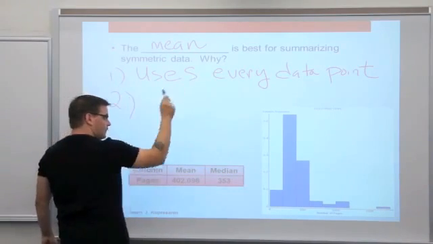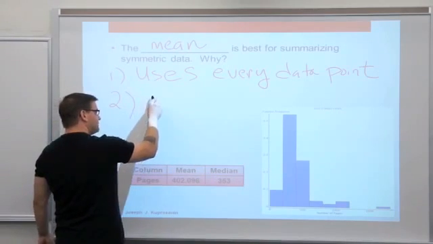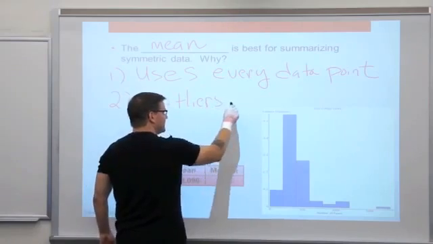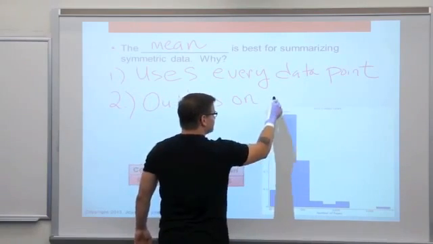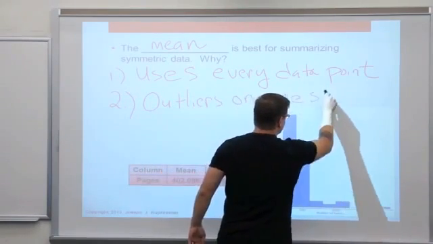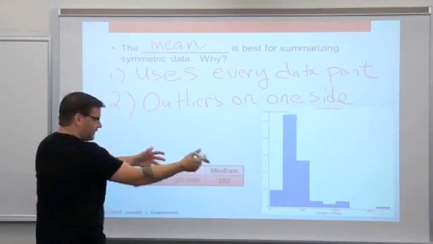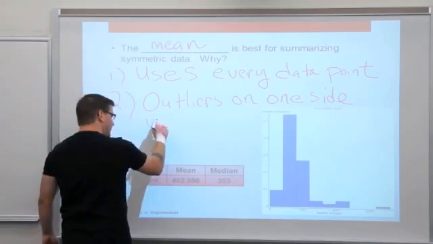So number one, we'll use every data point, and number two, outliers on one side. So for example here, skewed to the right. Outliers on one side won't be an issue.